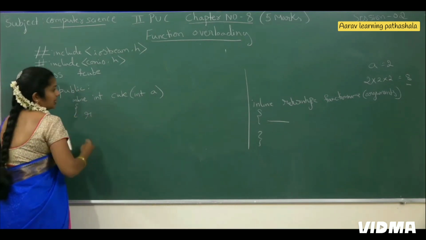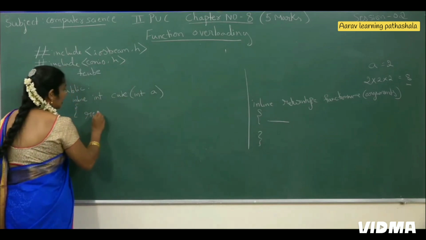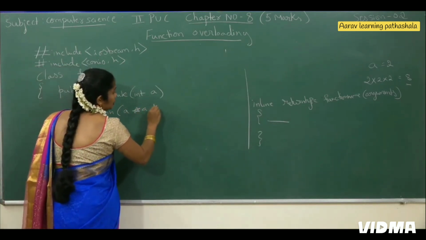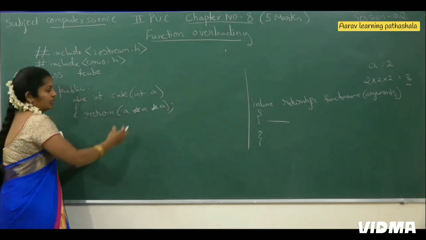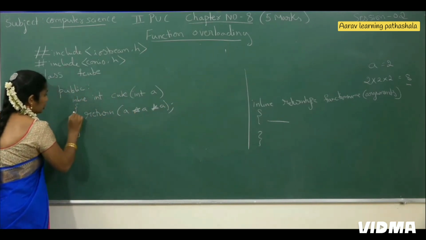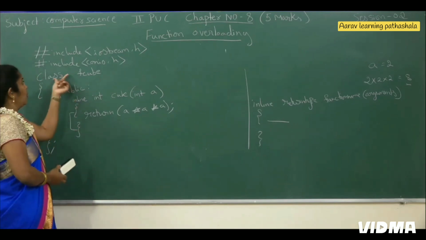Inside the brackets we have to write the statement, that is return a into a. A into a is the return value. Then close this function, then close the class. See what we have written?